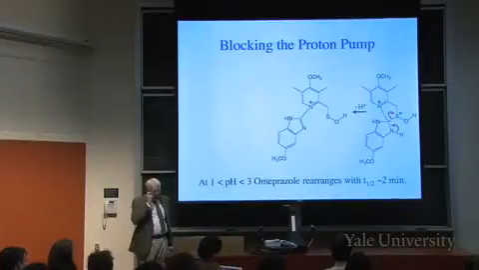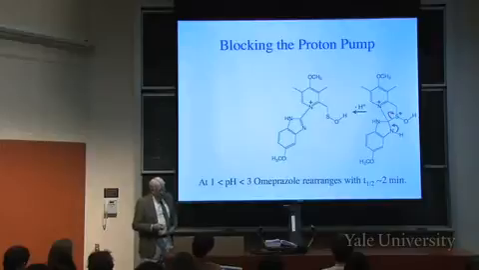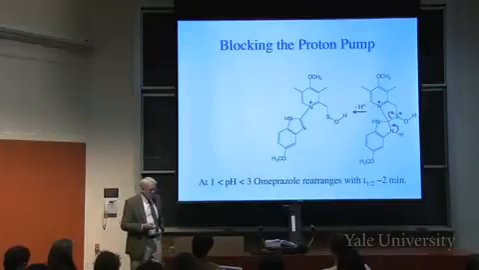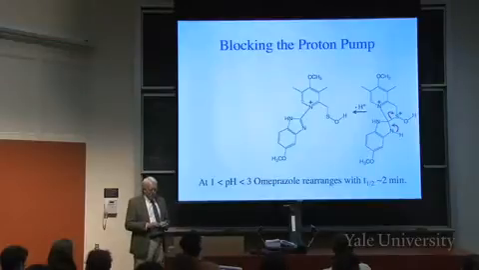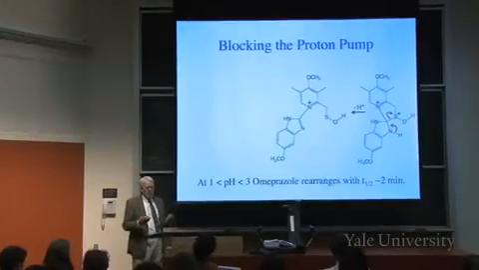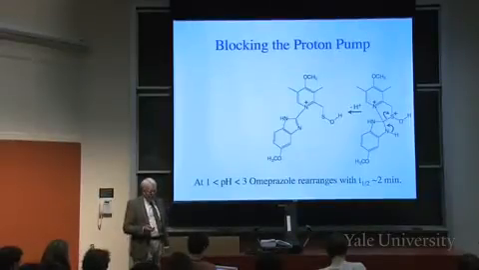Now, that happens, remember, it's the acid coming along, the H plus is what caused this to happen to Omeprazole. So if you have an acid pH between 1 and 3, Omeprazole will undergo this acid-catalyzed rearrangement with a half-life of 2 minutes. So in no time at all, it's converted to this form, which is the active form.